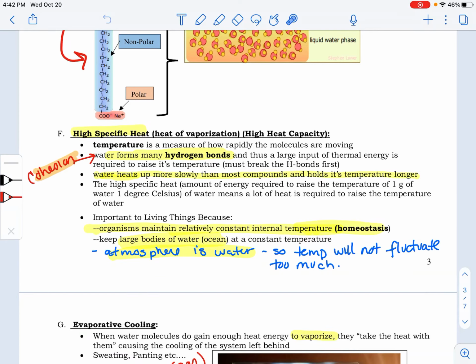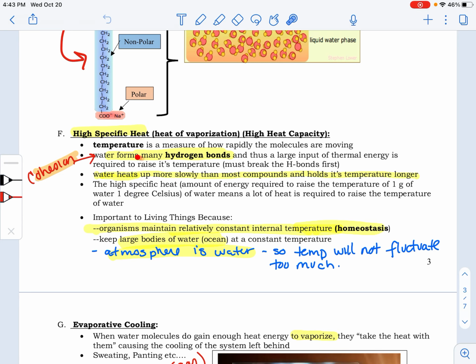Hey guys, I'm going to try to finish up the water lecture here really quick so you can answer your questions a little better. I'm going to start with specific heat, which means the same thing as heat of vaporization and high heat capacity. And what this means about water is that it takes a long time for it to heat up and cool down, okay?